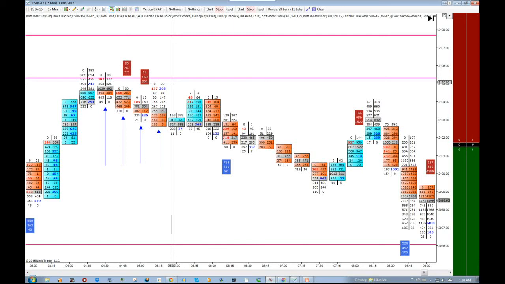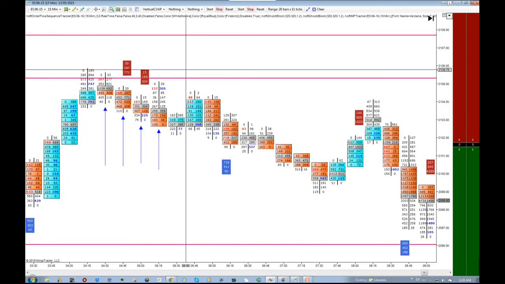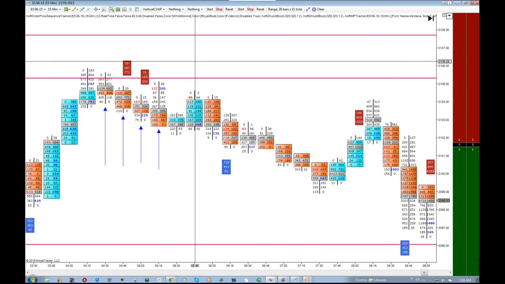Now, here's what's important. The imbalance is going to show you where contracts were aggressively bought and sold in the market. It's always, okay Jay, that's nice, but how do you use it? How do you integrate it into your trading? Well, I'm going to show you how to do that in this example right here.